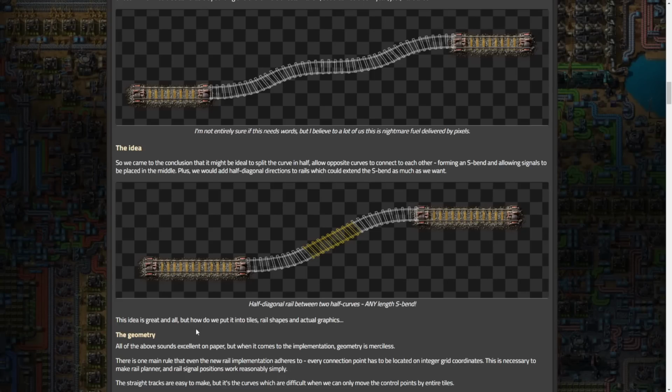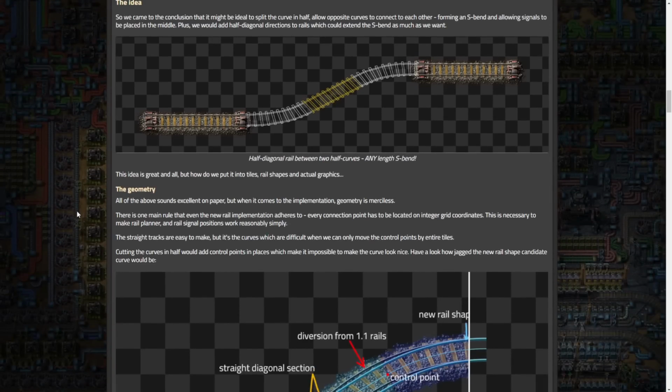But they say the idea is great and all, but how do we put it into tiles, rail shapes, and actual graphics? So the geometry becomes a nightmare here. It sounds excellent on paper, but the one main rule that even the new rail implementation adheres to is that every connection point has to be located on integer grid coordinates. This is necessary to make rail planner and rail signal positions work reasonably simply. The straight tracks are easy to make, of course, but it's the curves which are difficult when you can only move control points by entire tiles. So they can't go half tiles, they can't be in the center of a tile. It has to be basically on the edge or the corners of the tiles.